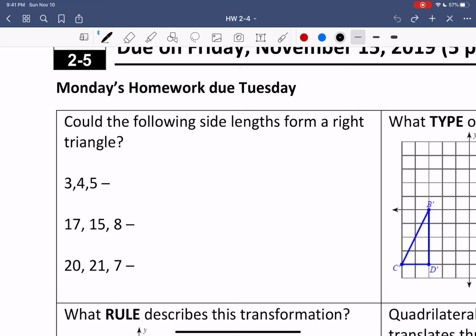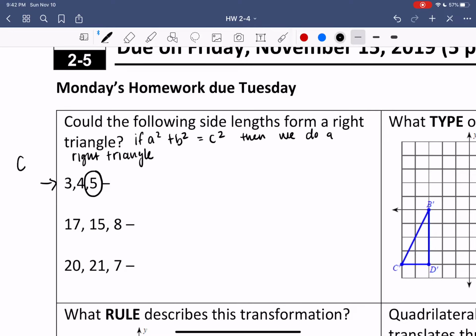theorem, which states that if a squared plus b squared equals c squared, then we do have a right triangle. So the most important thing when you look at the three side lengths that are given is that you make sure to take the largest number they give you and label that as C. And A and B are the interchangeable side lengths.